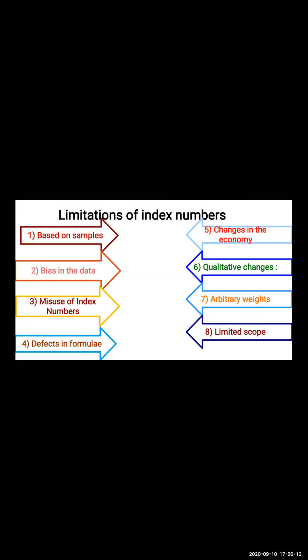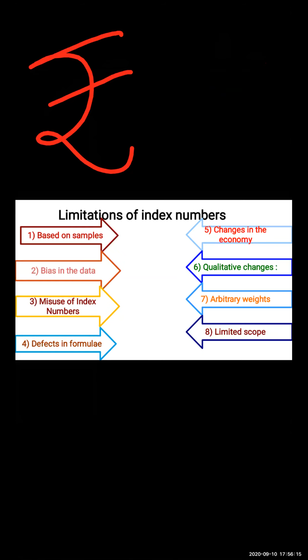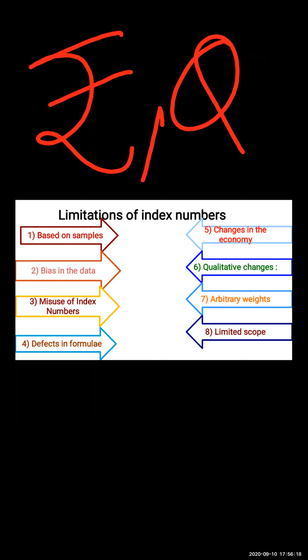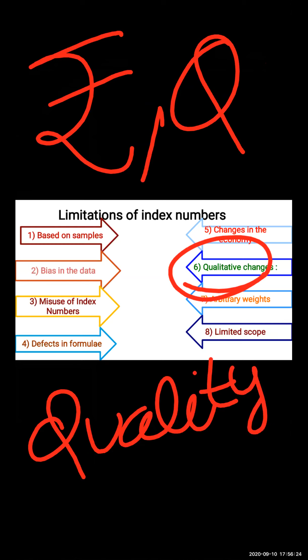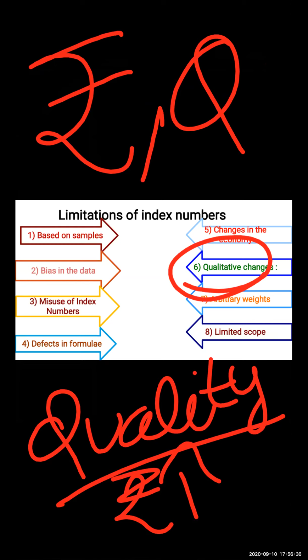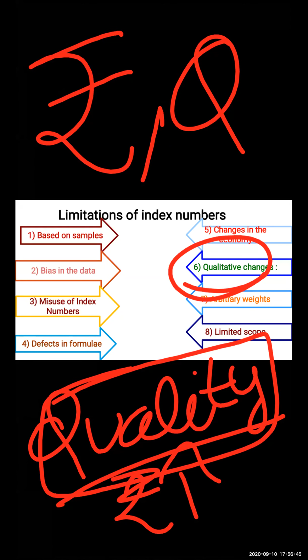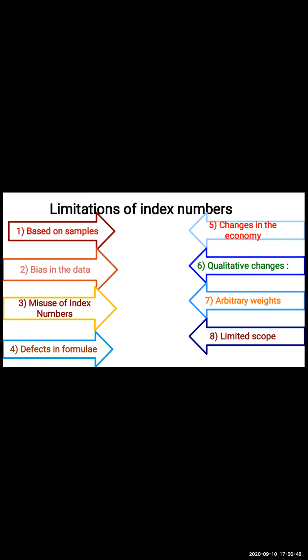Okay. Qualitative changes. Now, from the starting till now, we have considered price and we have considered quantity, but we have not considered the quality of the product. What will happen if a particular commodity's quality has improved? Automatically its price will increase. Are we considering the quality in this particular index number? No, we have neglected the quality changes. So over here, this is another limitation. The price and quantity index numbers may ignore the changes in the qualities of the product.